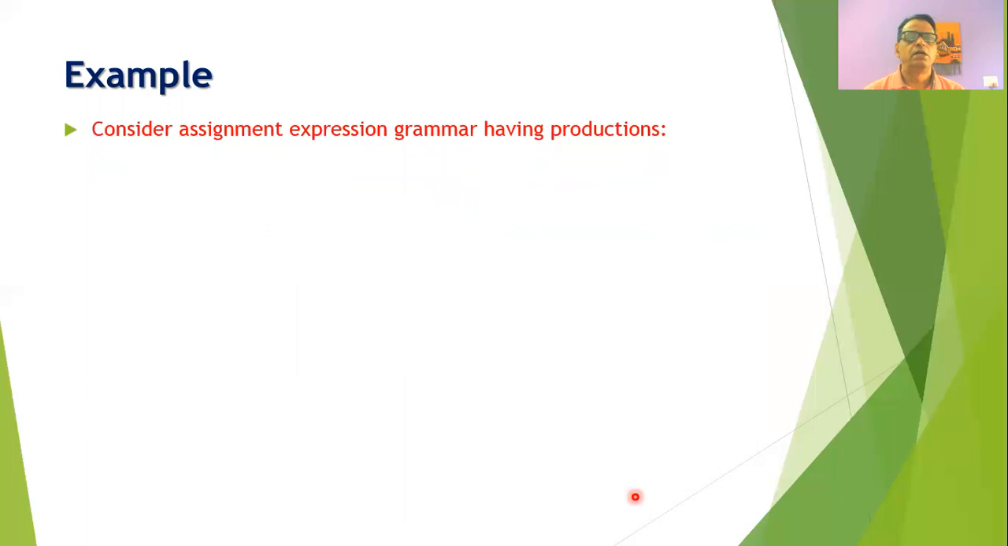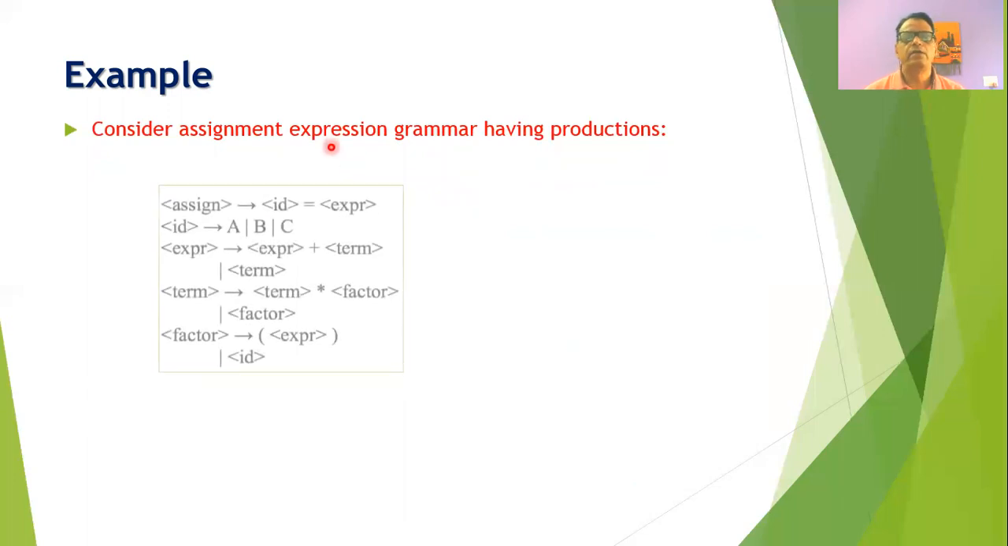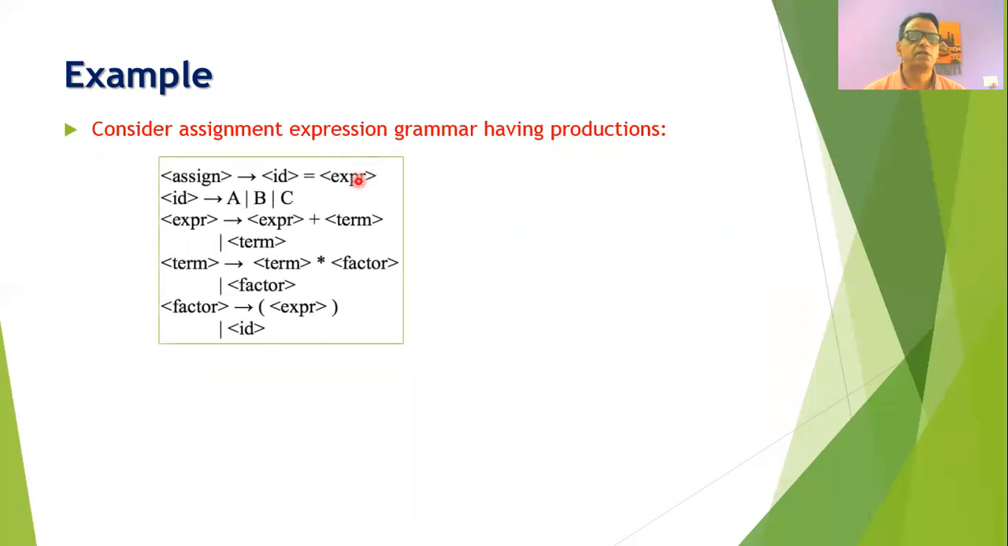Now let us consider another example where we will consider the assignment expression grammar having different productions, such as assignment is defined as id is equal to expression, where id is defined as a or b or c. Expression is defined as expression plus term or term. Term is defined as term into factor or factor. Factor is defined as bracket of expression or id.